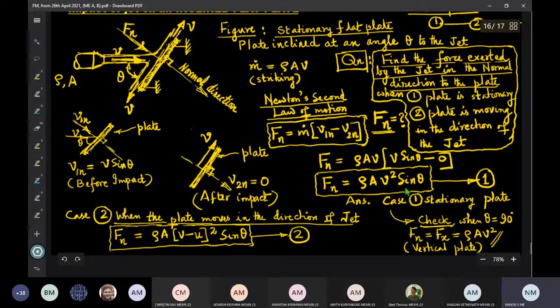You may be asked to find the force exerted on the inclined plane normally when the plate moves in the direction of the jet. In that case, you find Fn, and the expression will be rho A into V minus U whole square into sin theta, where V is the velocity of the jet and U is the velocity of the plate in the horizontal direction.